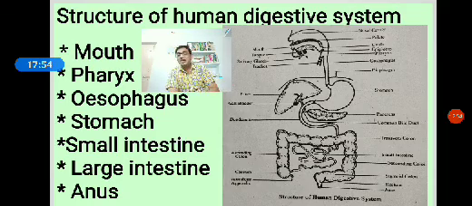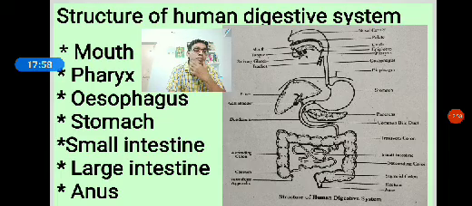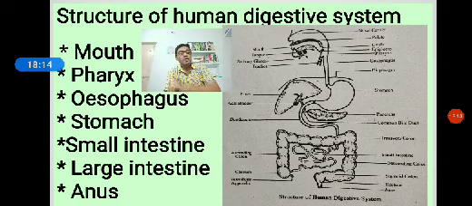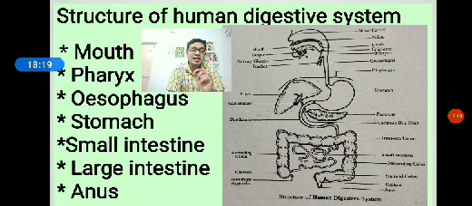Then the buccal cavity is bordered by jaws. The jaws bear the teeth. In human beings, we are going to study three kinds of teeth: thecodont, heterodont, and diphyodont. Whatever it may be, the arrangement of teeth in the oral cavity is called dentition.